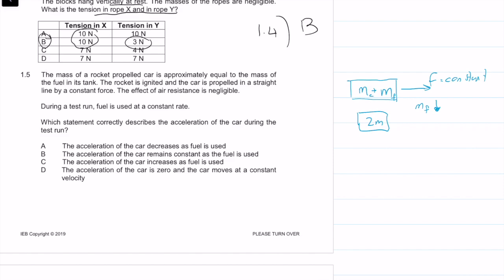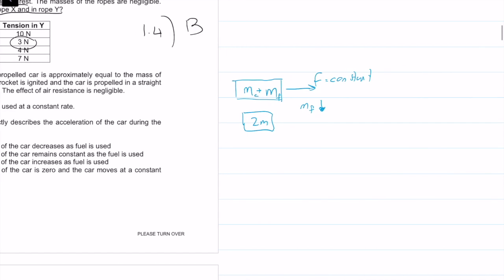Which of the statements accurately describes the acceleration of the car during the run? So we're looking for the relation of acceleration. Initially, the force is equal to the mass of the system. Let's say the mass of the fuel plus the mass of the car times the acceleration.